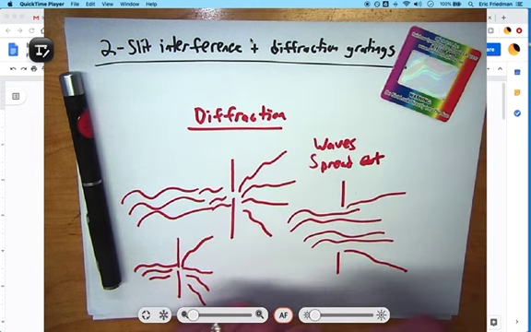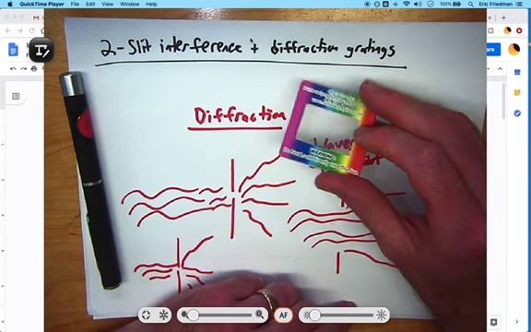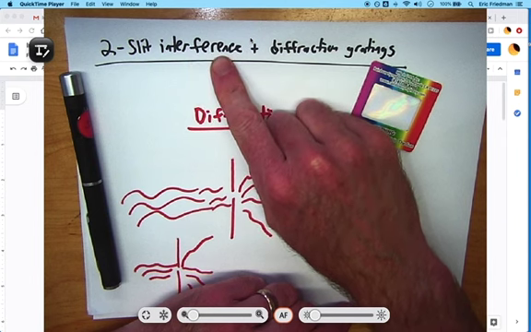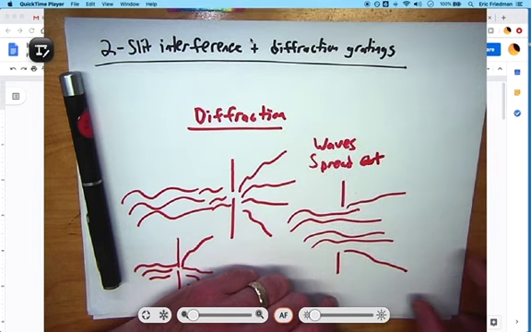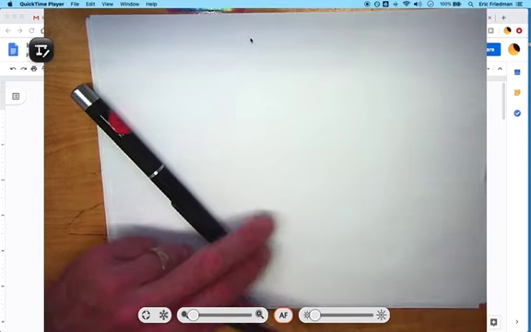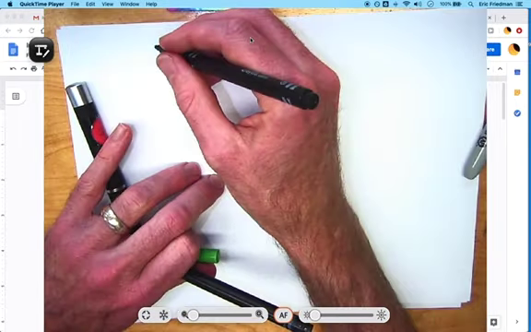Waves spreading out. So interestingly enough, this thing is called a diffraction grating, and it uses the principle of diffraction, but it also uses the principle of interference. So let's talk about interference, and in particular we're going to talk about what we call two-slit interference. So we get a new page here, and let's talk about two-slit interference.